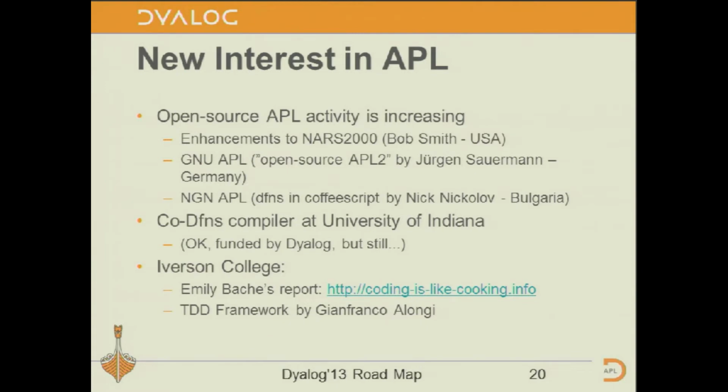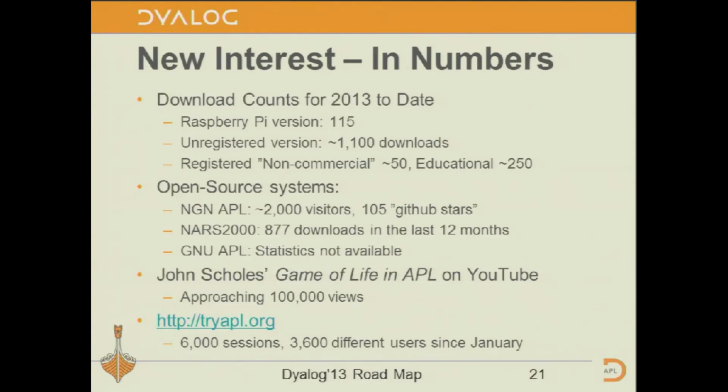If you look at this in terms of numbers, our download counts. The Raspberry Pi version, that's, I suppose, a little bit under 1 a day since we released it. The unregistered version seems to be fairly stable at about 1,000 downloads a year.